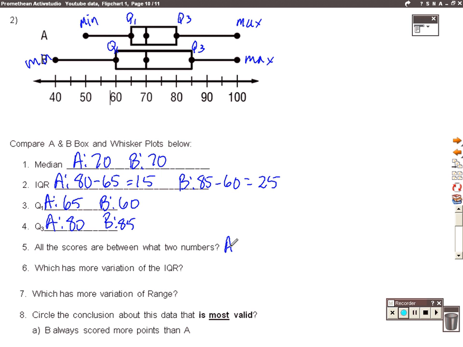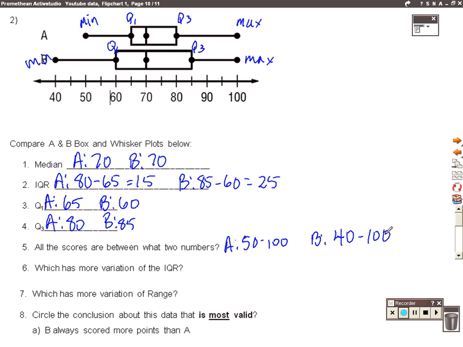Number 5, all of the scores are between what numbers? Well, A, the lowest score is 50 and the highest score is 100, so all of the numbers are between 50 and 100. For B, the lowest score is 40 and the highest score is 100, so all of the scores are between 40 and 100.